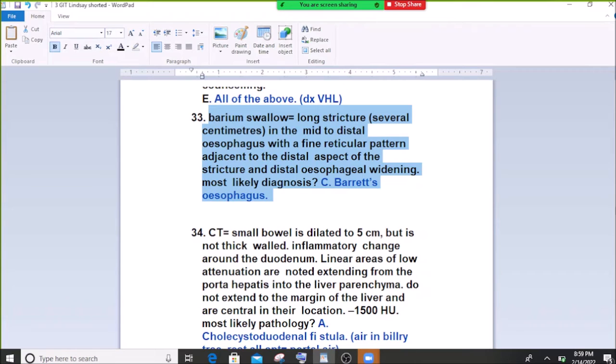Now, the important thing is that there is a barium swallow showing a long stricture, several centimeters in the mid to distal esophagus. This long stricture, about 7 centimeters in the mid to distal esophagus, is specific for Barrett's esophagus. A long stricture in the mid to lower esophagus is seen in Barrett esophagus. Then the distal esophageal widening. So these are all features of Barrett esophagus. No other option makes sense.